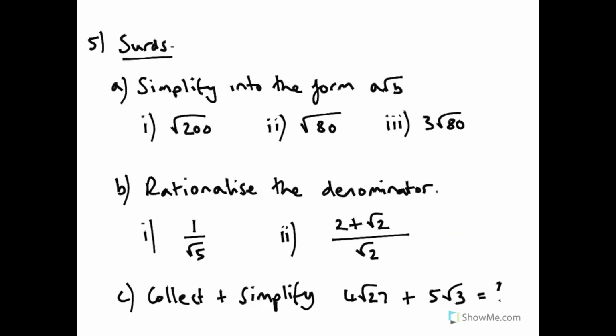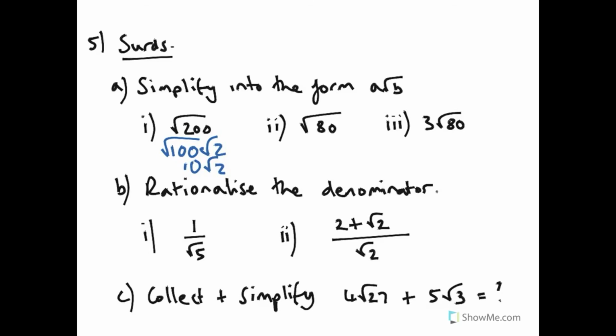This is the most difficult topic for the group. It's all about finding square number factors. The biggest square number factor of 200 I can think of is 100. Now that works because 100 times 2 is 200, so it's definitely right. And the square root of 100 is 10. So you actually end up with 10 root 2, which is the answer to the question.